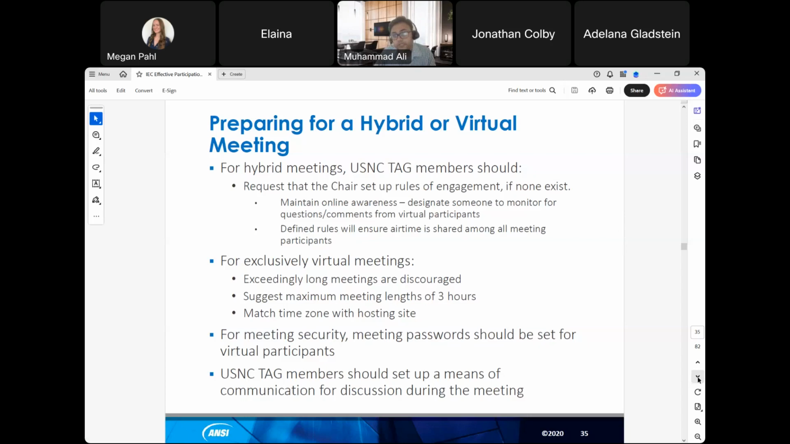Meeting security should not be a surprise to anybody after COVID; it is something that should be considered, and passwords should be set. And USNC TAG members should set up a means of communication for discussion during the meeting, such as any other platform that is separate from the one you're using for the meeting itself. If you move on to the next slide, please.